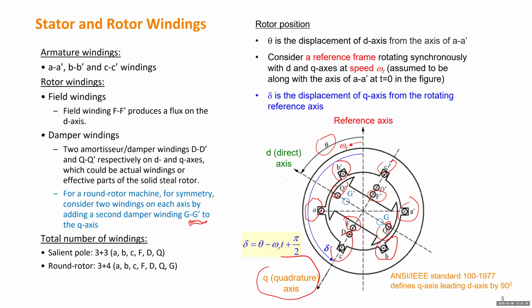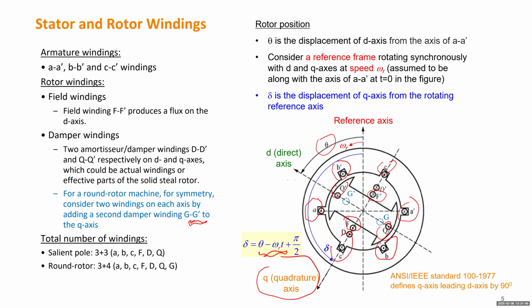So based on the standard, usually we use the Q axis to define the delta. So delta for this case will be theta minus omega R T, plus 90 degrees. The first item, theta minus omega R T, will tell you the direction of the D axis. Then plus 90 degrees will tell you the direction of the Q axis.